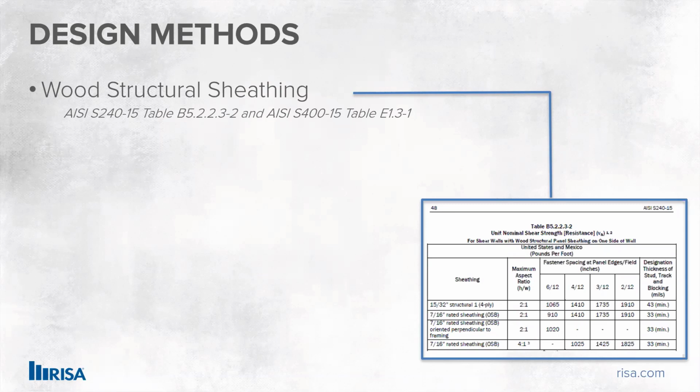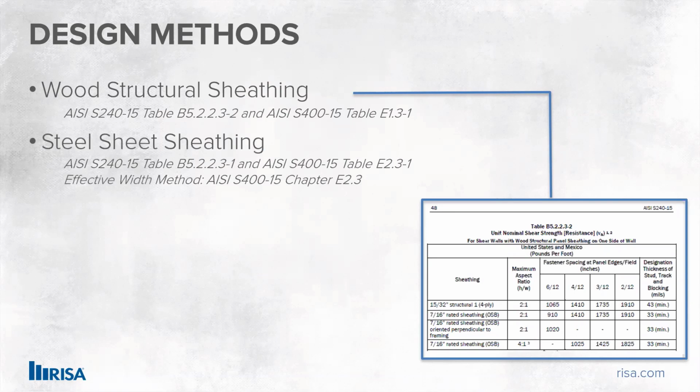I just give this as an example, but all of the codes have this. Every single code reference that I'm about to show you has the same level of restrictions in different ways. For steel sheathing, we have both methods. The nice part is we implement both the table method and another method, the effective width method, which you can see in chapter E2.3. That one is the only one outside of tables; the rest of them are all table based.